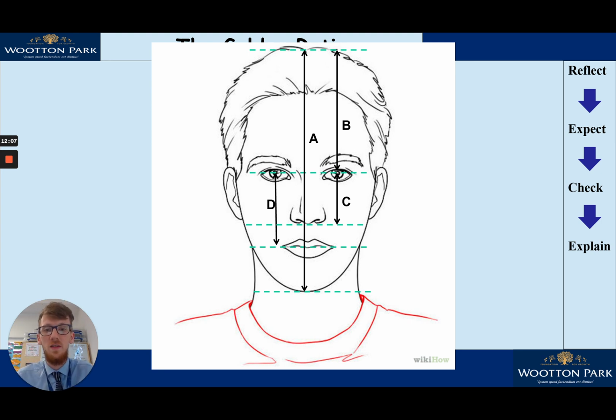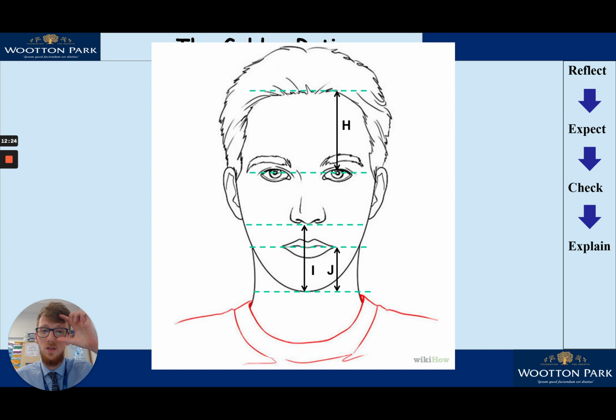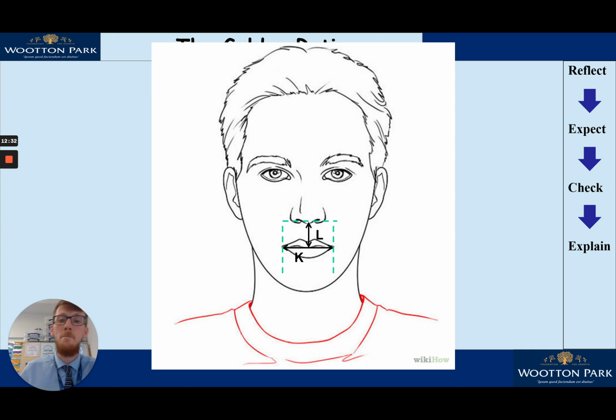So top of your head to your chin, top of your head to your pupil, pupil to your nose, pupil to your lips. Okay, then you've got width of your nose, width of your mouth, width of your eyes, and width of your head. And then hairline to your eyes, nose to your chin, and lips to your chin. And then your lips to your nose and the width of your lips. Okay, so measure all of those and label them down. If you need to pause the video, go back a little bit, that's fine, you can do that.